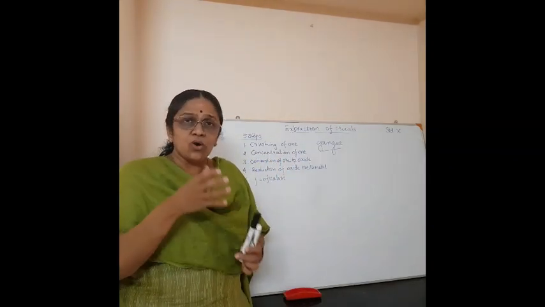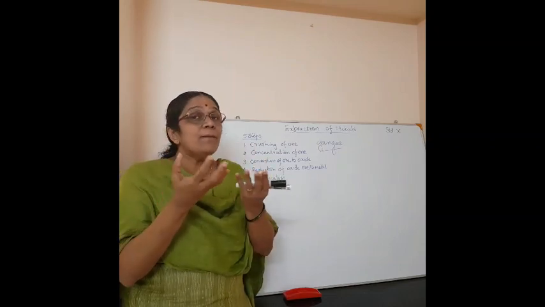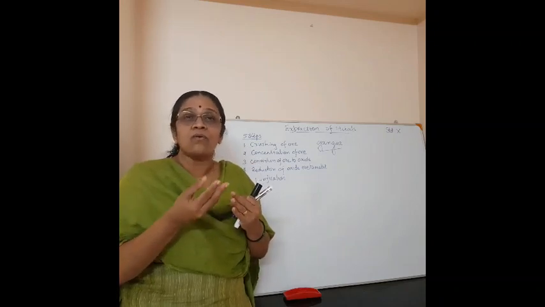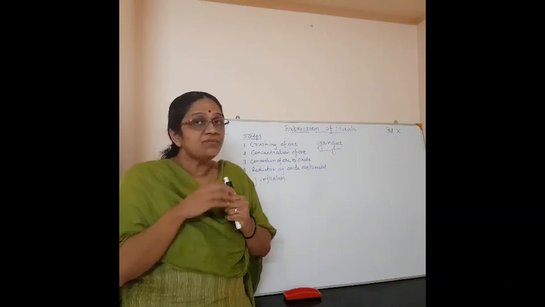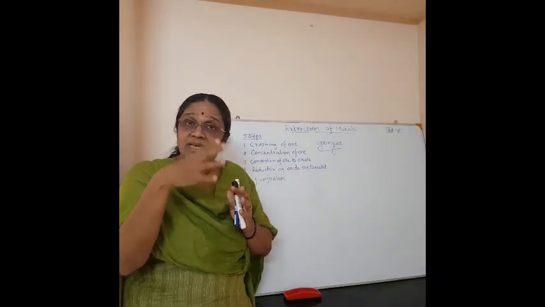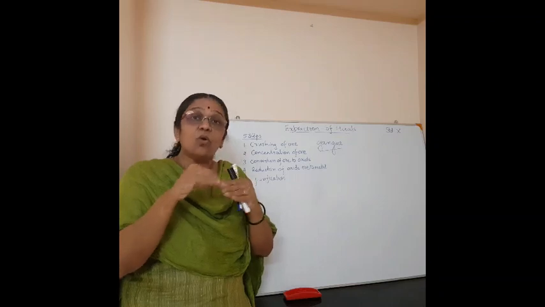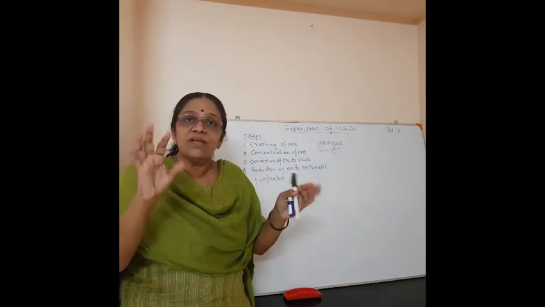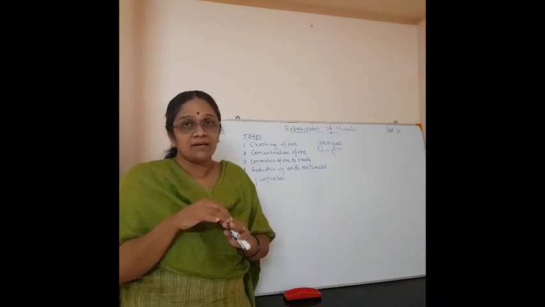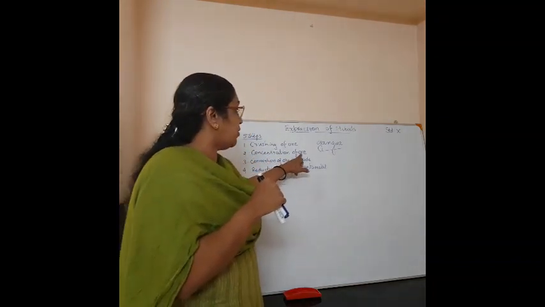What do you mean by concentration of ore? As I told you, the ore comes along with many impurities like sand or clay or rocks, etc. Before going into extraction, we have to remove the impurities present in the ore. That is, you have to increase the concentration of the ore by removing the impurities. What are impurities called? Impurities are called gangue. So the second step is concentration of the ore.